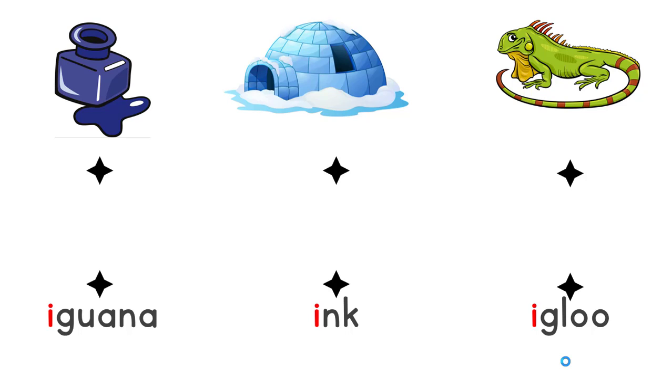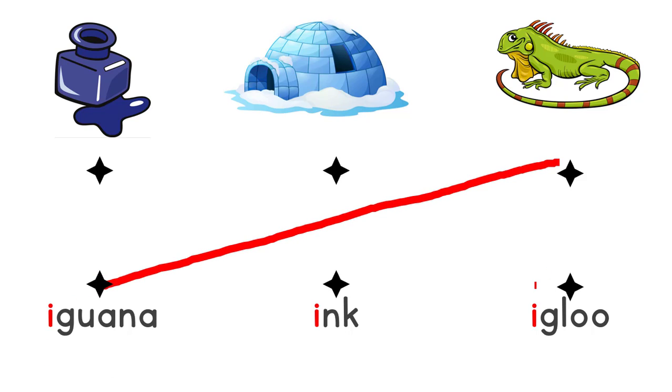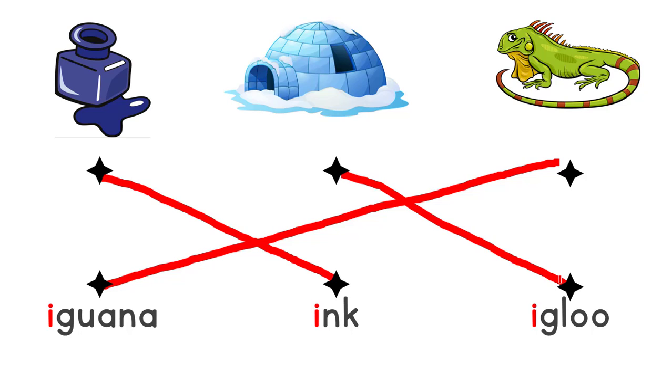Now, teacher wants you to match the picture and the word. Number one, iguana. Where is iguana? 1, 2, or 3? 3. Very good. Yes, draw the line. Next one, ink. 1 or 2? Ink. 1. Wow, very good. And igloo. 2. Good job. Very good.